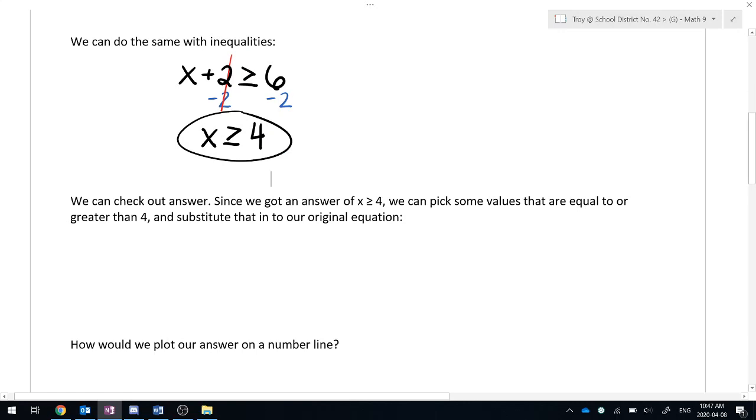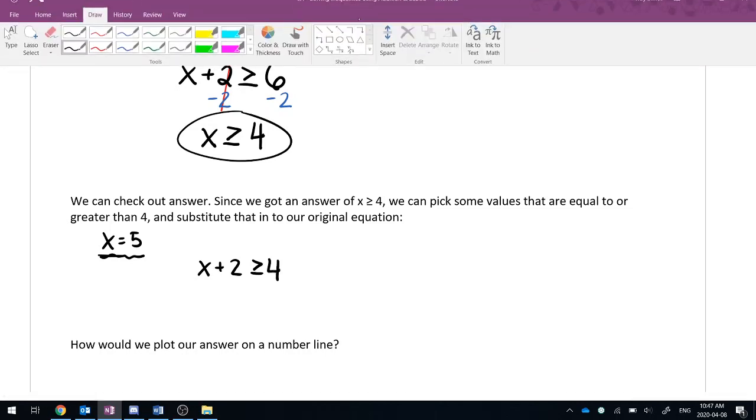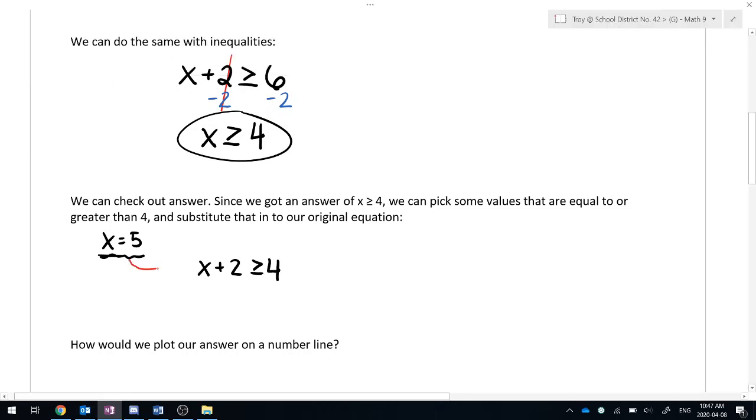We could pick some values that are equal to or greater than 4 and check. So what's a number that's equal to or greater than 4? Let's use 5, right? 5 is greater than or equal to 4. So let's say x is equal to 5. And we can check, right? So it'll be x plus 2 greater than or equal to 6. So we're going to take this number and make our substitution there.